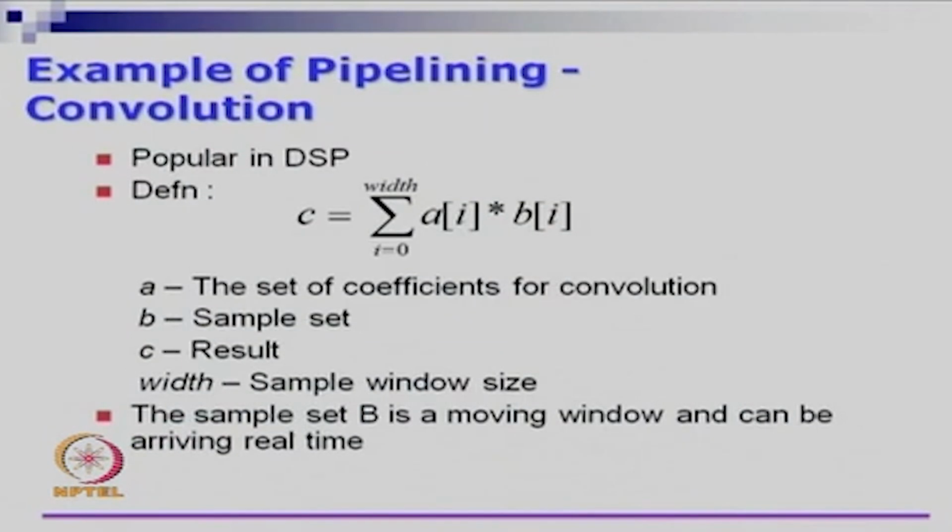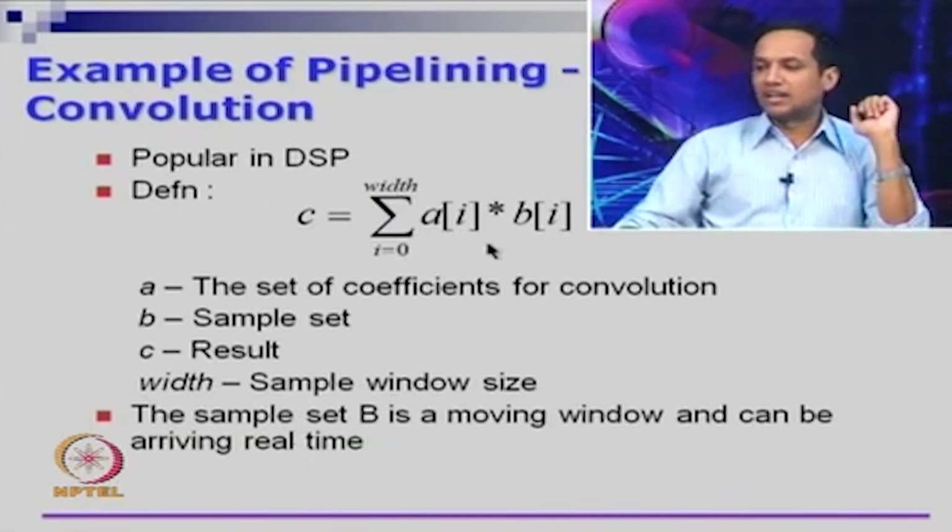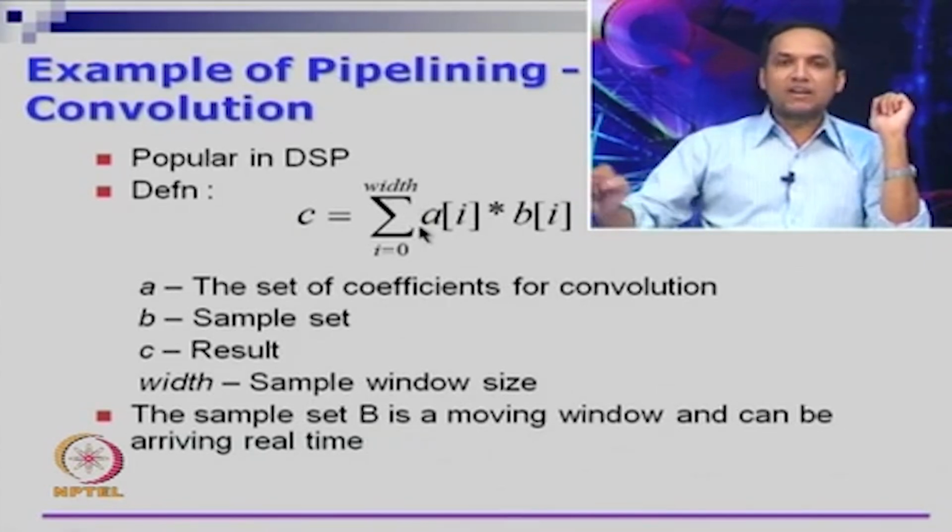Let us look at a simple example in signal processing called convolution. If you are in the 4th semester, you might have learned what convolution is. To simplify, it is essentially as simple as this. You take a of i and b of i, multiply a of i into b of i, for i equals 0 to width. This is equivalent to multiply, add and accumulate. We are multiplying a of i and b of i, that is the multiply, and adding for several values of i, and accumulating the results in C.